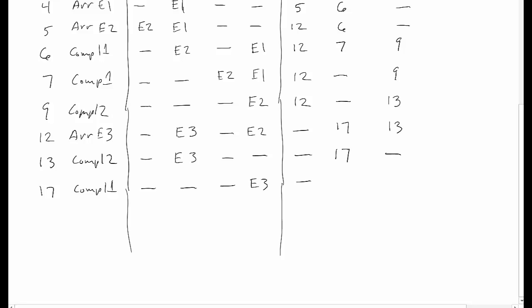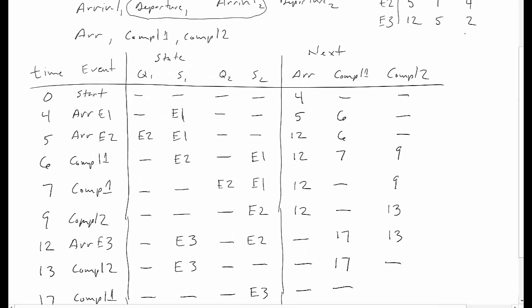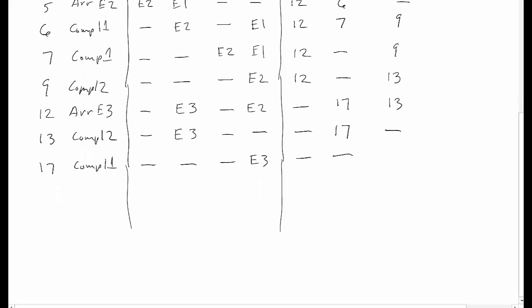We have no future arrivals. We have no completion on 1. Takes 2 time units. So at time 19, entity E3 will finish processing. We jump ahead to time 19, completion on 2.